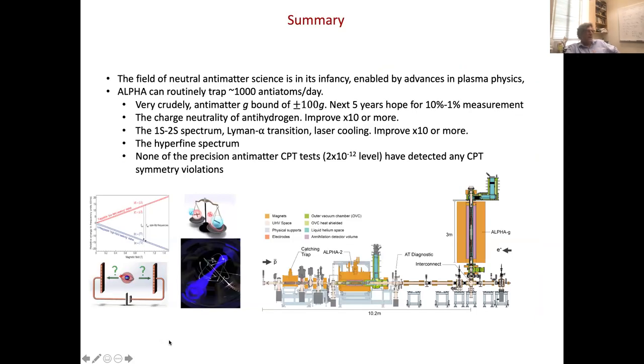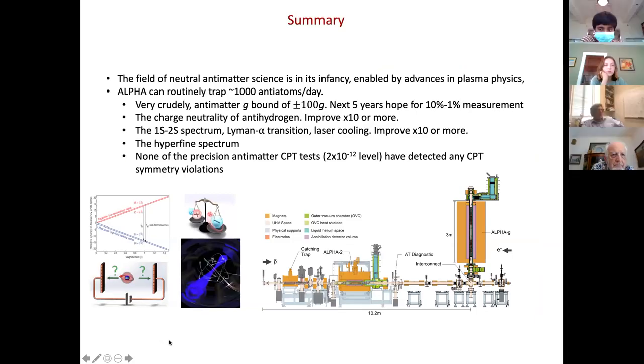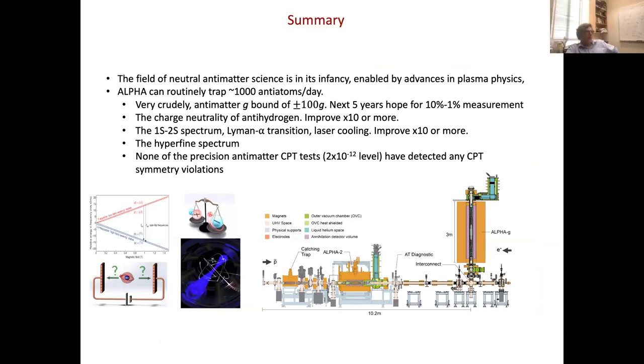So in summary, we can routinely trap 1,000 per day. We intend to study CPT. We'll improve all our measurements by a factor of 10. If we see something, our first instinct will be not to believe it, but maybe it'll be true. So we'll measure it again and again if we find something exciting. Nobody's ever done antimatter studies like this before. We're the only group that can make antihydrogen reliably and store it and measure it. So we have the world to ourselves, at least for the time being.